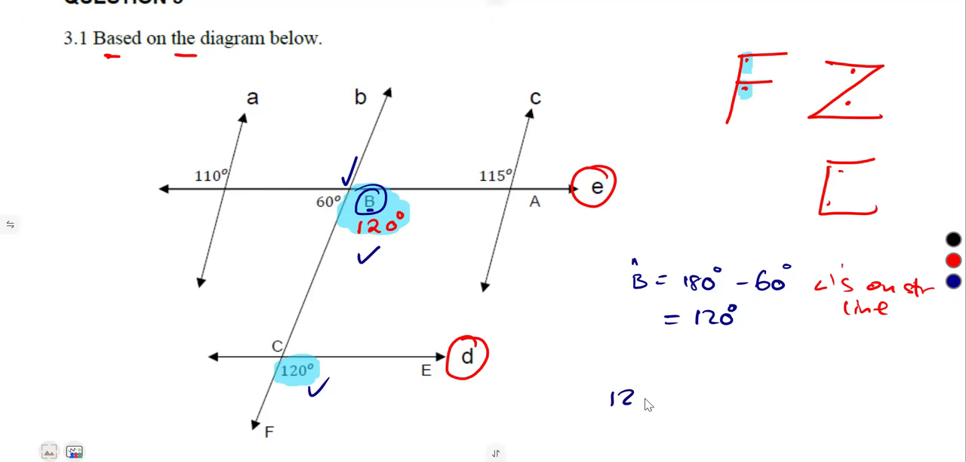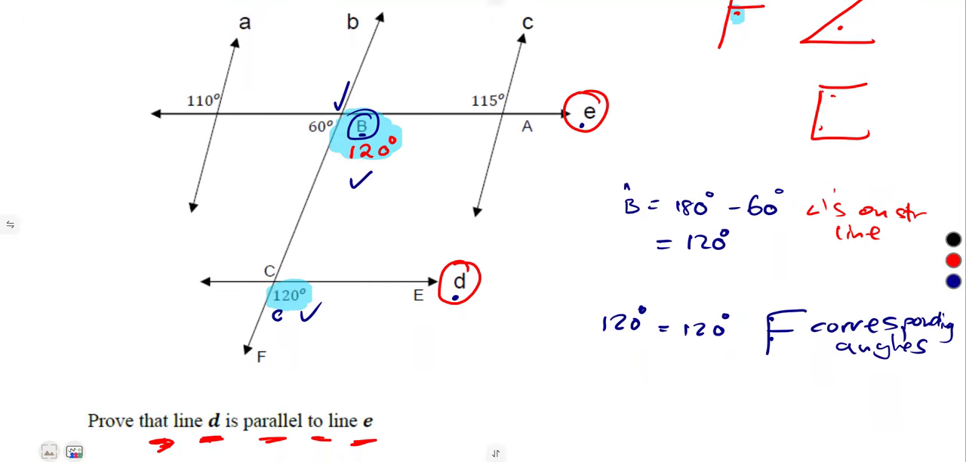We have 120 degrees from our line E, exactly the same as 120 degrees on line D, which maybe we can just call this one angle C. That is from our corresponding angles. Sorry, corresponding, not alternate. Corresponding angles here. So automatically, these two lines, they are parallel.